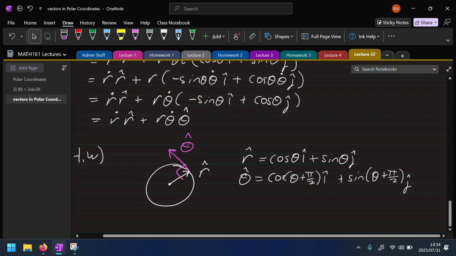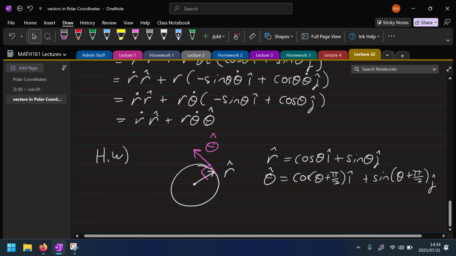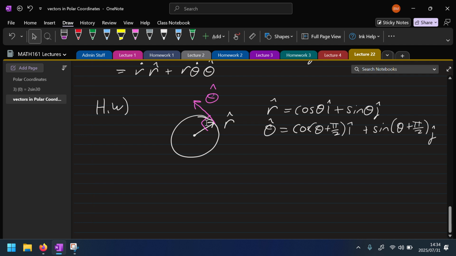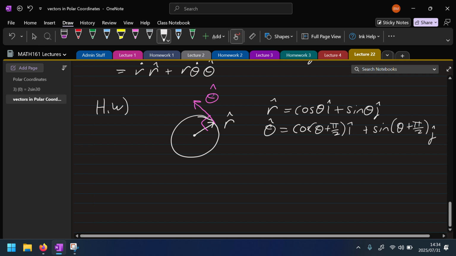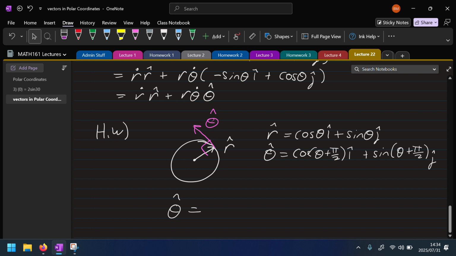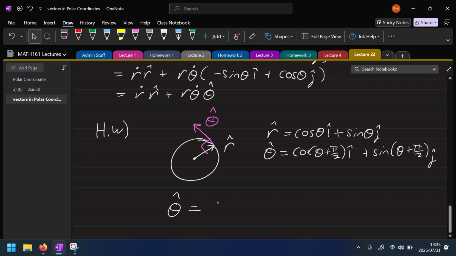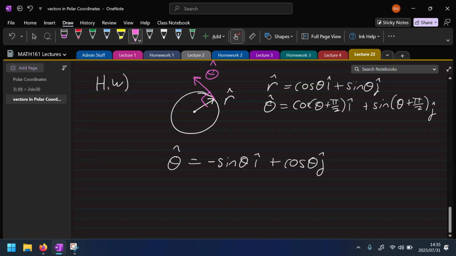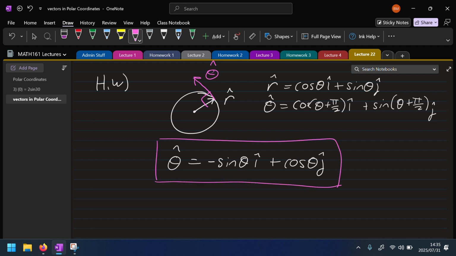Okay, so just simplify that right-hand side, and you'll get this in brackets here. Okay, and that will be theta hat. So let's put that in brackets here. So theta hat. Again, just simplify that. One line just to simplify that there. That's going to be minus sine theta i hat plus cos theta j hat. Okay, so that bit will be for homework, and there's your answer there.